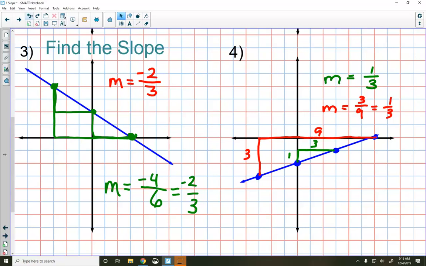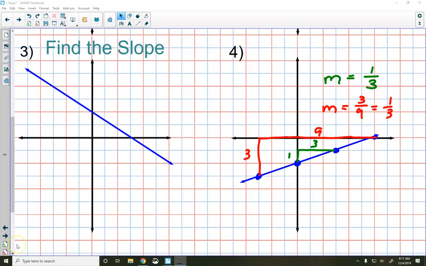Again, this one is positive slope because it's going up from left to right. The first problem was a negative slope because it's going down from left to right. All right, we're going to look back at number 3 for a second. We had the question of, what if you went from right to left? So we still have our coordinate points of here, here, and here.